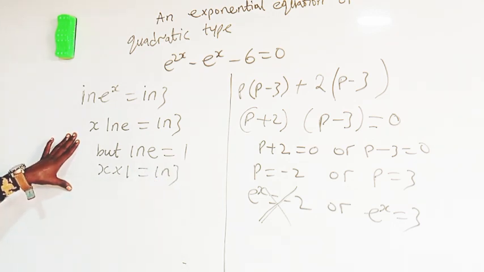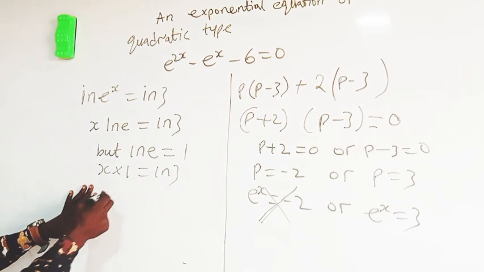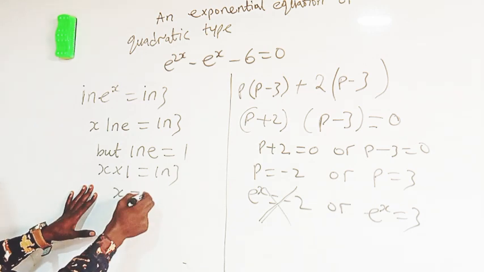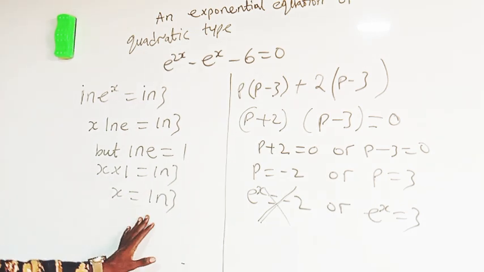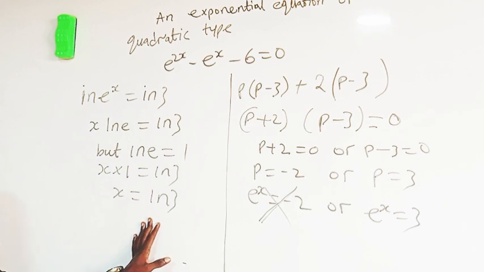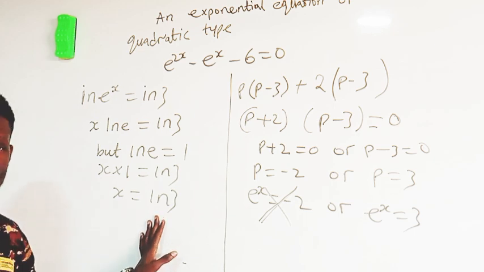And x times 1 is x. So x is natural log of 3. Our answer is natural log of 3. You can also find the value of natural log of 3 in your calculator, or you can leave your answer like this.